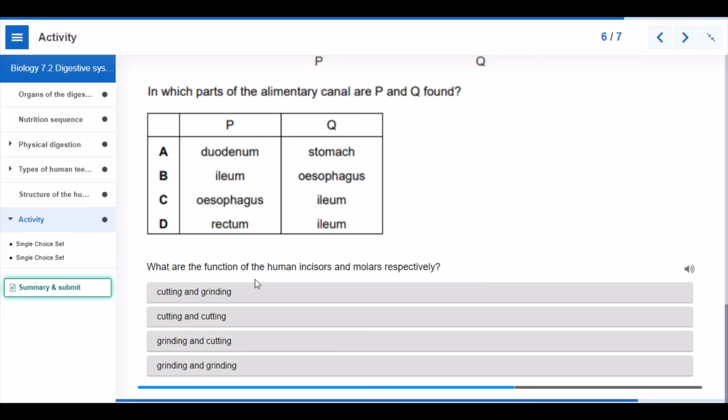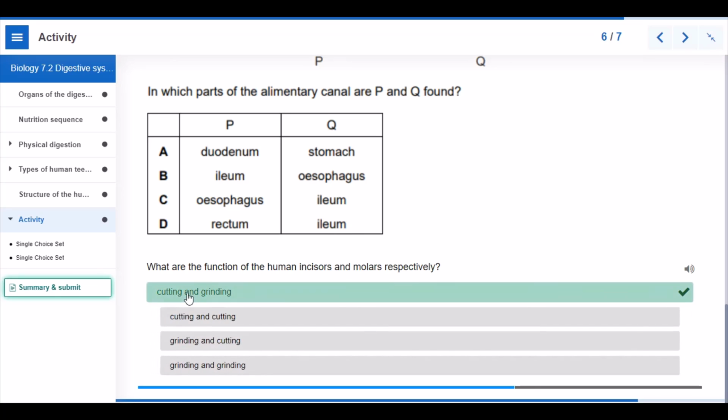So what are the functions of the human incisors and molars respectively? Cutting and grinding, cutting and cutting, grinding and cutting, grinding and grinding. It should be cutting and grinding. Correct.